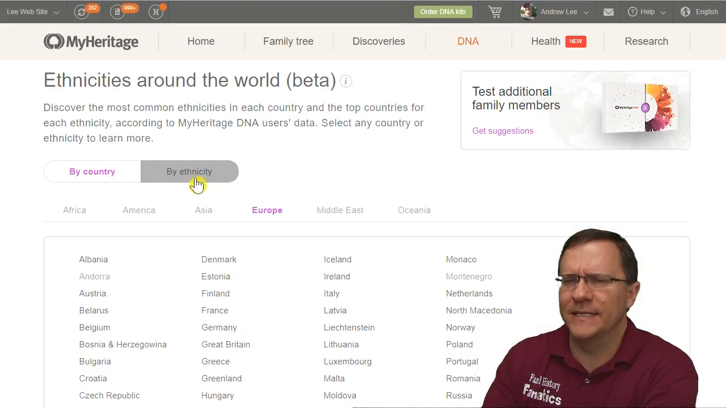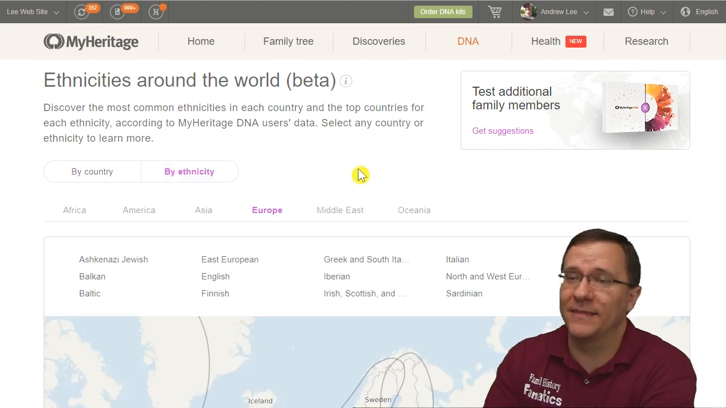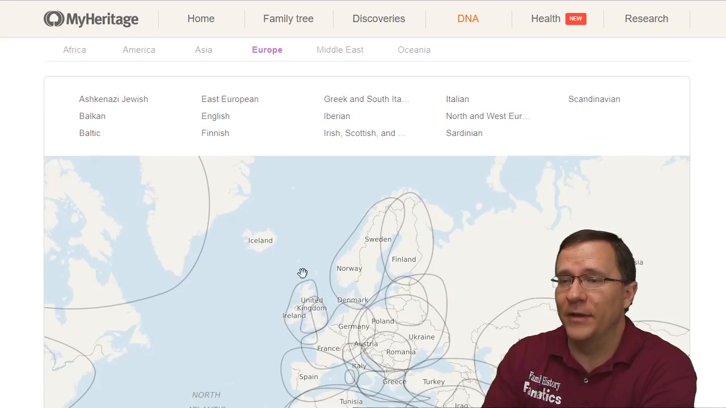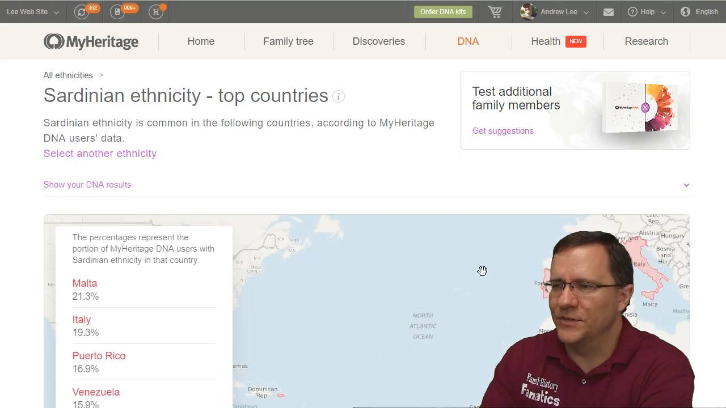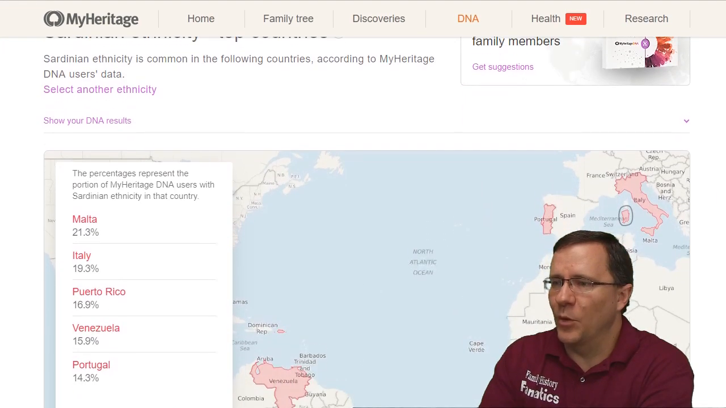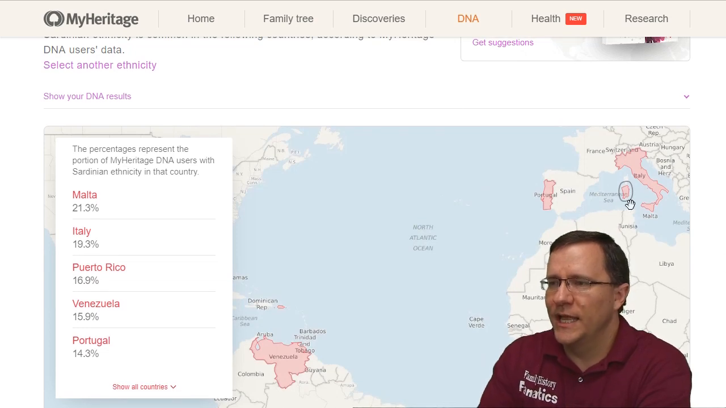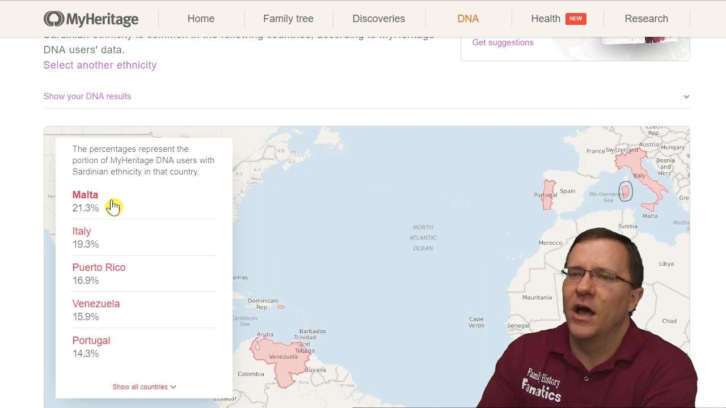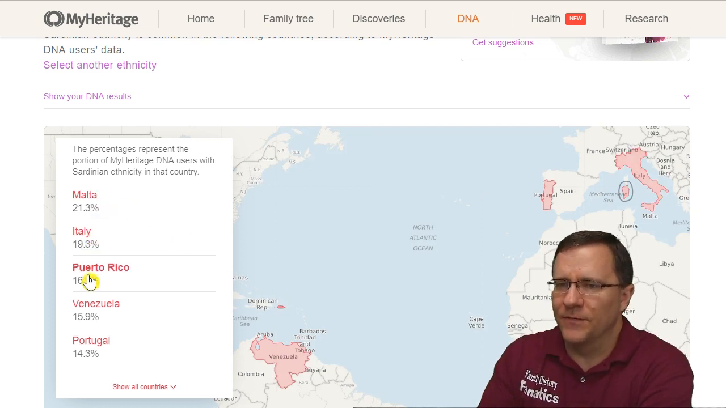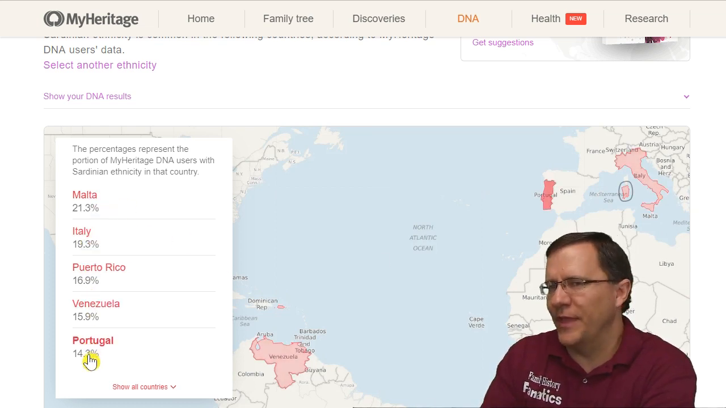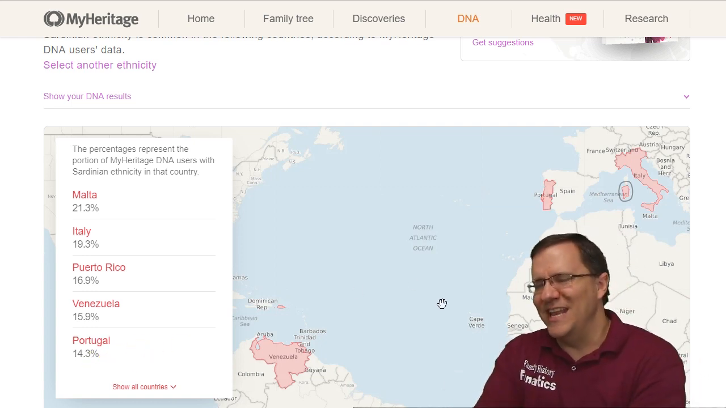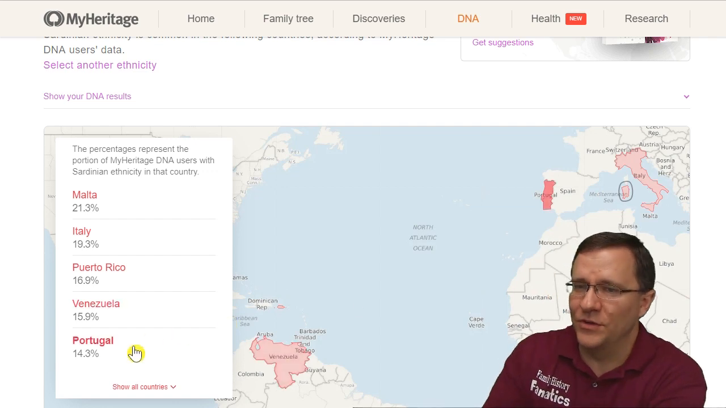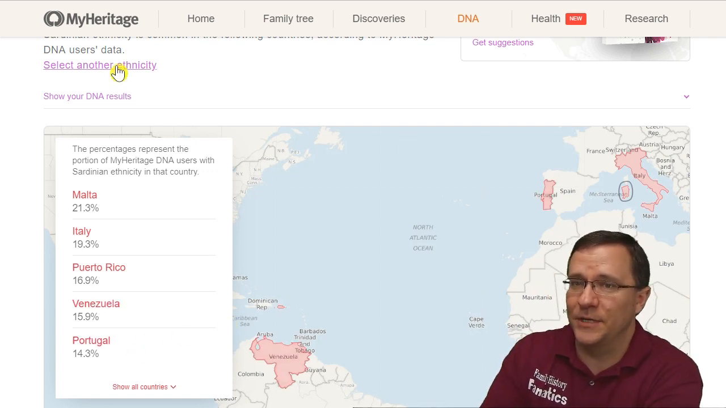Now, another way to look at this is not by country, but by ethnicity. So when we're talking about any one of these population groups, we can, for instance, take Sardinia. And it's going to show us that Sardinia is basically around the island, but there are a lot of people in different parts of the world that also share that Sardinian ancestry. And so this is just another way of looking at it. These are the countries that share the most of that type of ancestry.